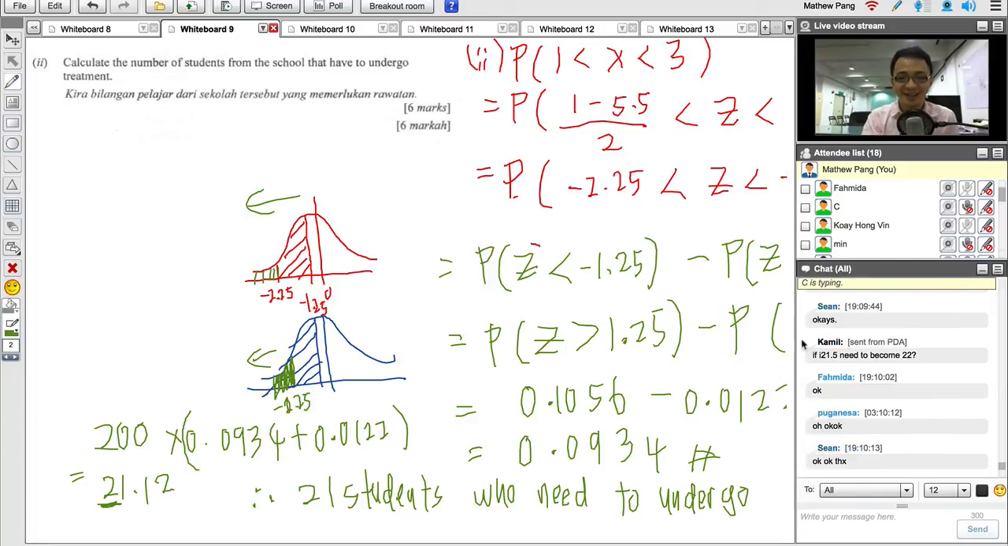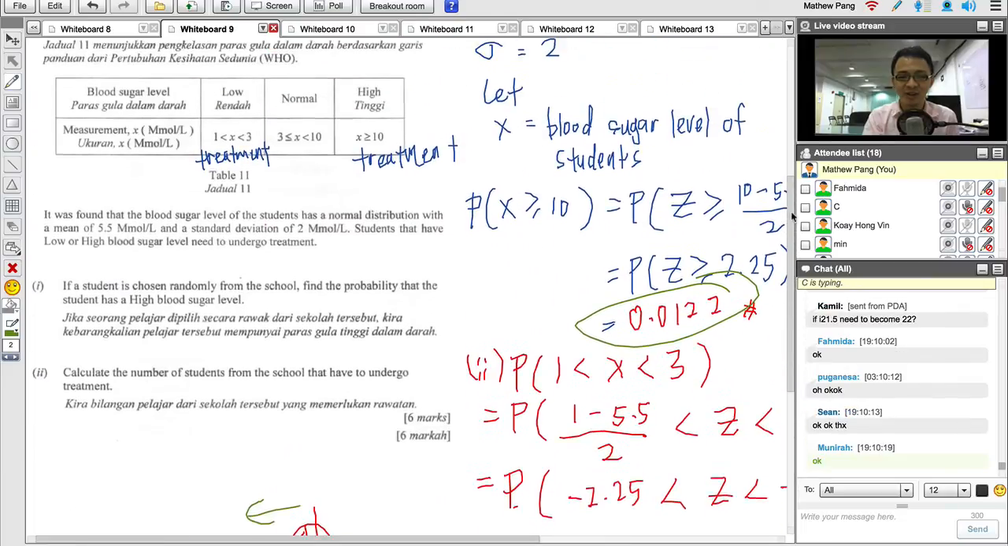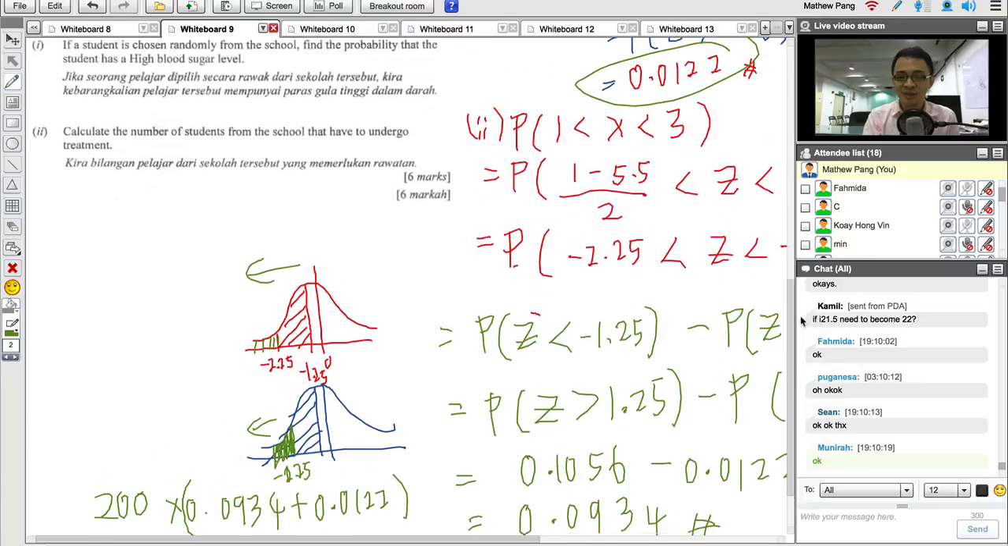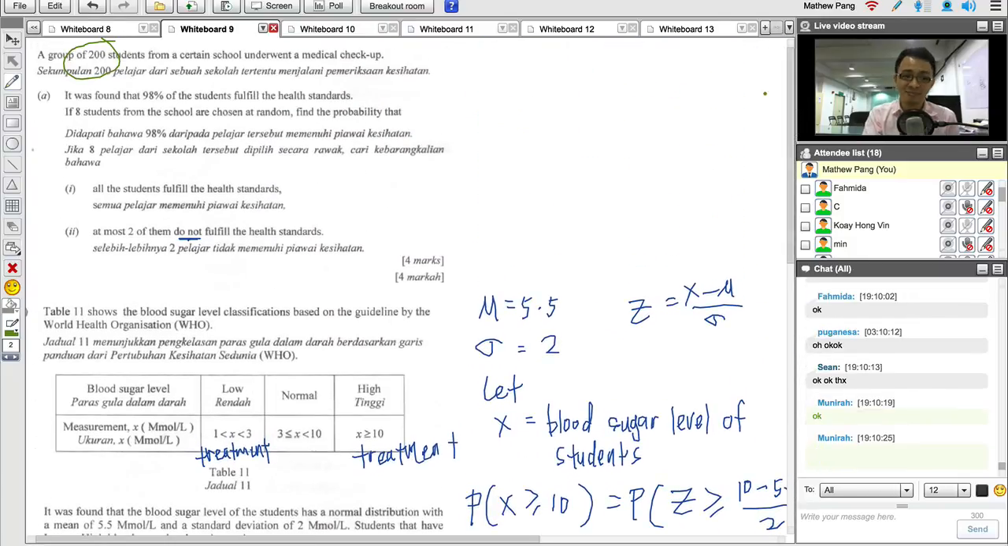How many marks for this question? It's a 10 mark question also. So I hope you can understand this probability distribution. It's quite important somehow.